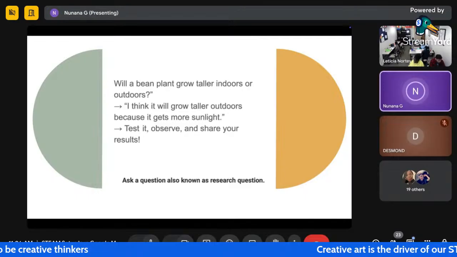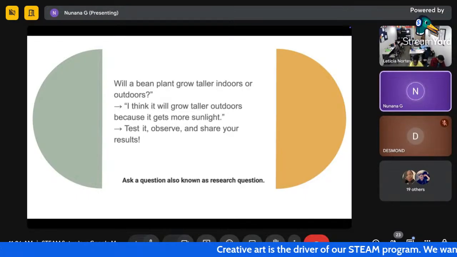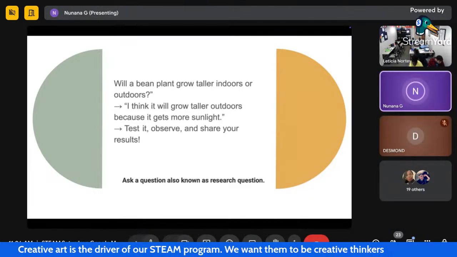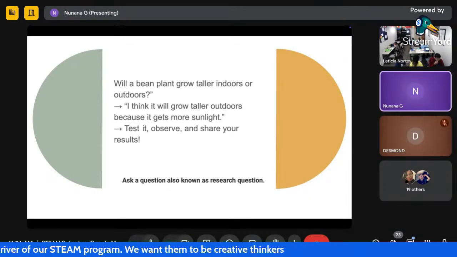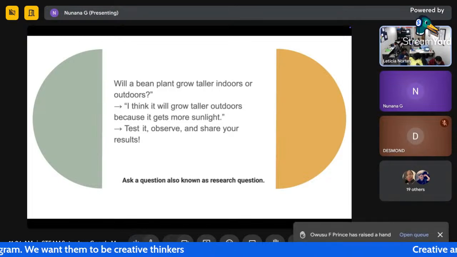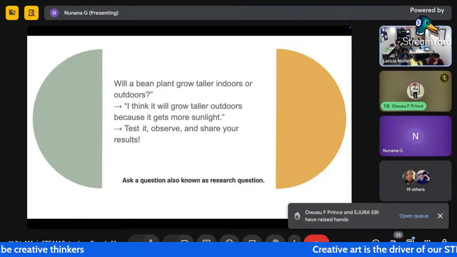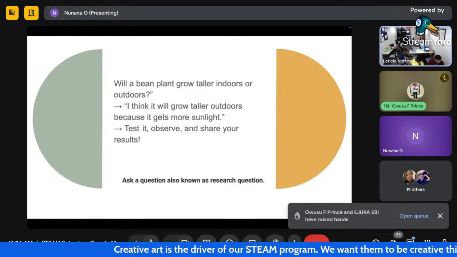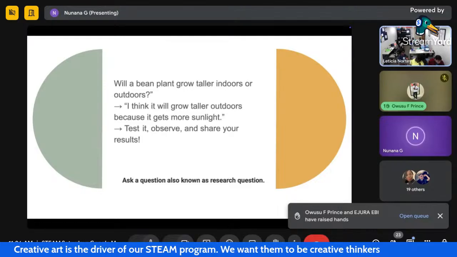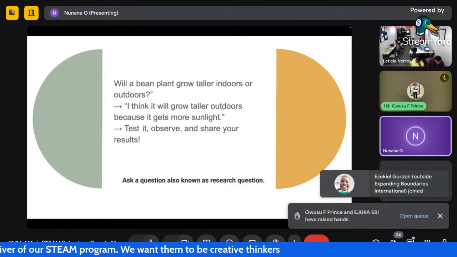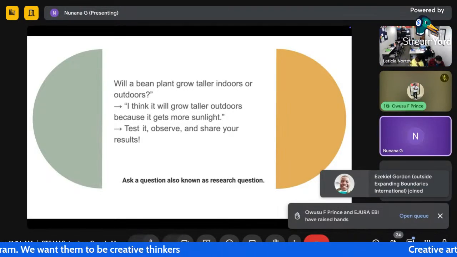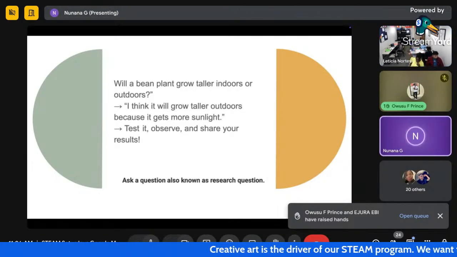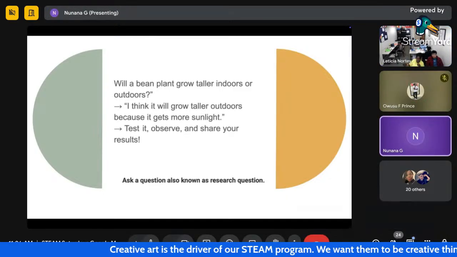So the first question I'm asking you guys is, this is the question, right? This is a research question. Will a bean plant grow taller indoors or outdoors? Outdoors. Why? Because it has more natural sunlight. Okay, beautiful. Why do you think it won't grow indoors? Because it doesn't have any sunlight. Okay. See, you form a hypothesis, Esther.